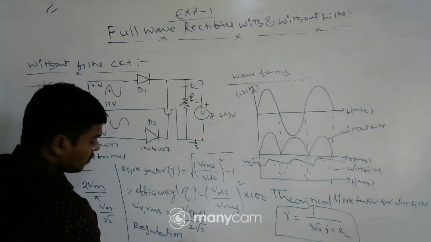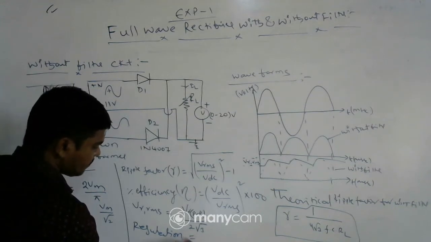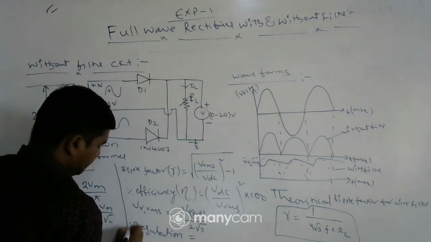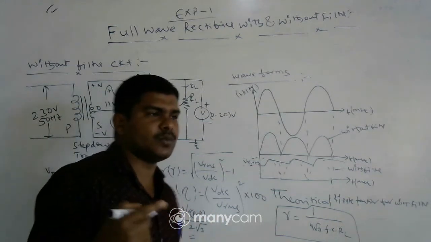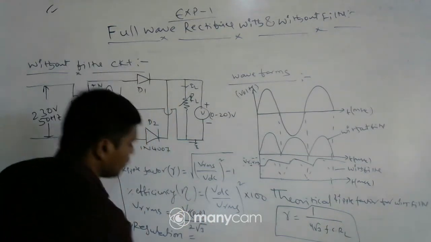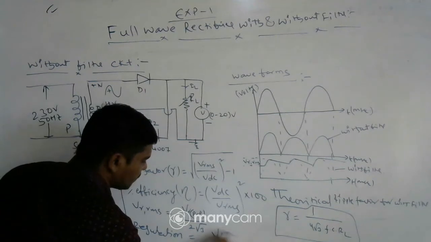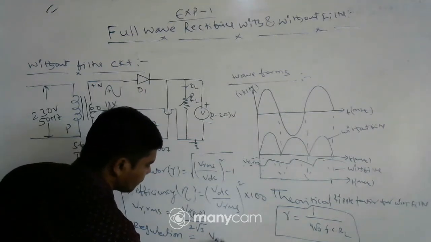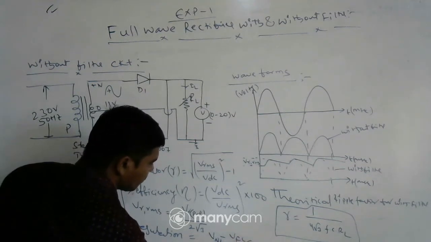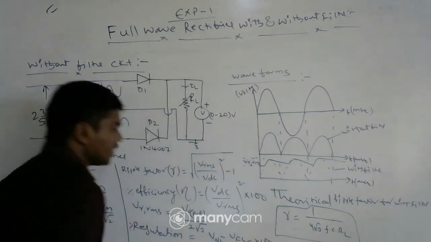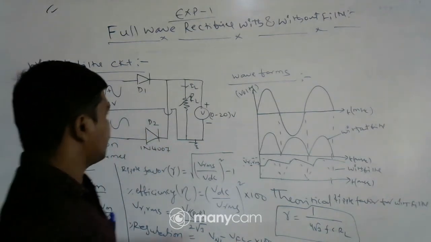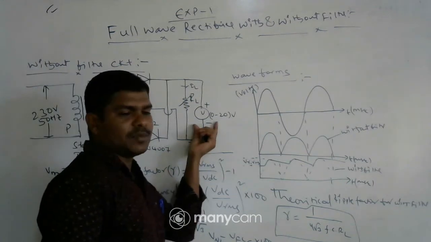Regulation is the percentage of regulation, that is, how much the output varies with respect to load. It is V no load minus V full load, divided by V full load, into 100. That is what we need to measure, which is why we connected the voltmeter here.